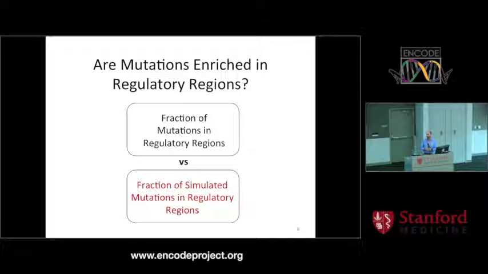So basically what we did was we started looking for mutations that would be enriched in regions of interest using a variety of methods. And our control in most of these cases is using simulated regulatory regions that have similar characteristics.